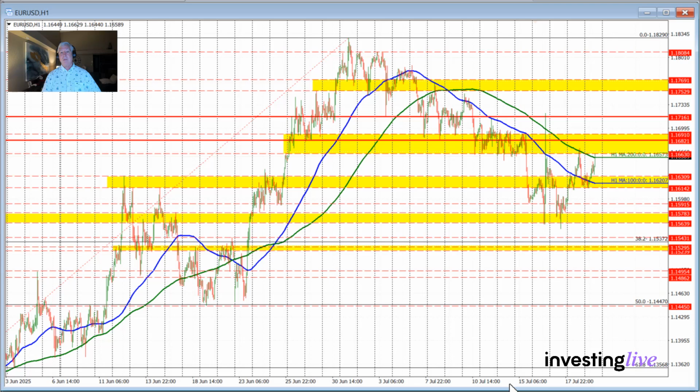When we start to do what we did on Friday, we'll look back down toward the 100-hour moving average once again, and the low of today's trading day, the low of the swing area, these levels right through here.